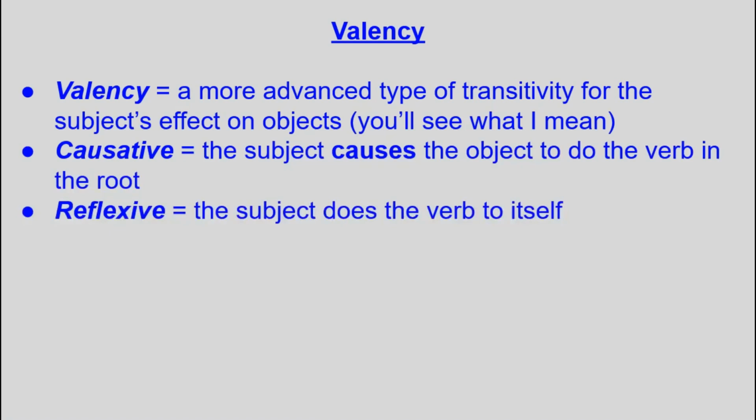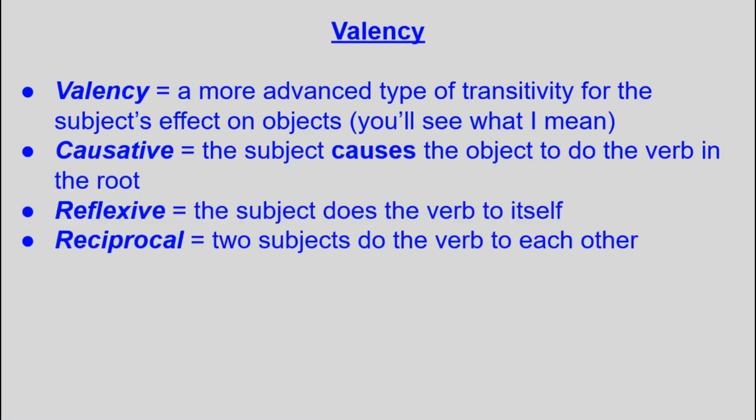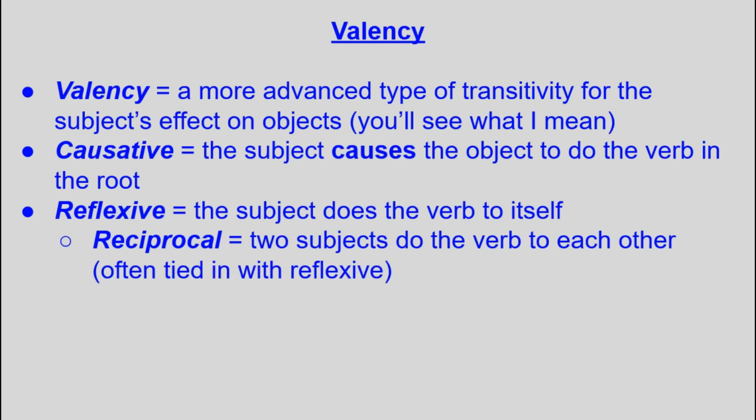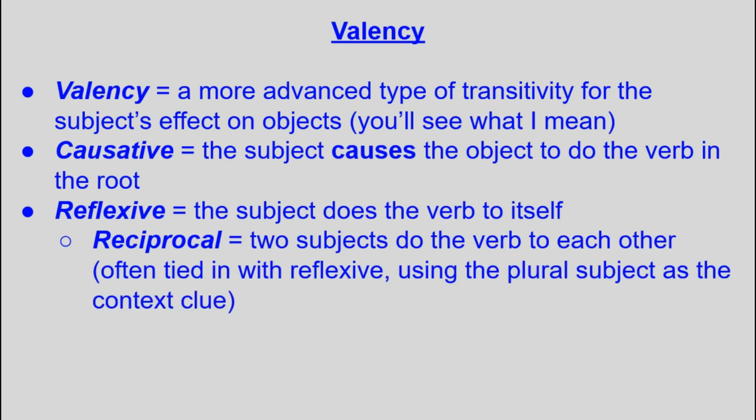Our final important valency often gets lumped in with the reflexive. It's the reciprocal, which describes two subjects doing the verb to each other. In fact, that's how it's expressed in English, with each other. In most languages with reflexive grammar though, you'd use the reflexive construction, and you'd know it's reciprocal from context and the fact that the subject is plural.